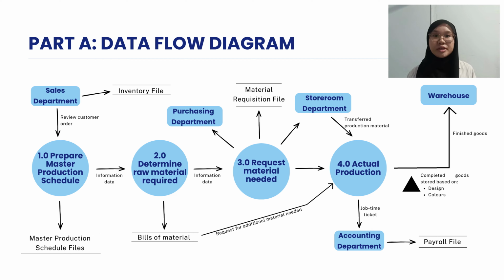So, by reviewing customers' orders and inventory levels, the company can prepare a more accurate production schedule and reduce the risk of overproductions or underproductions.